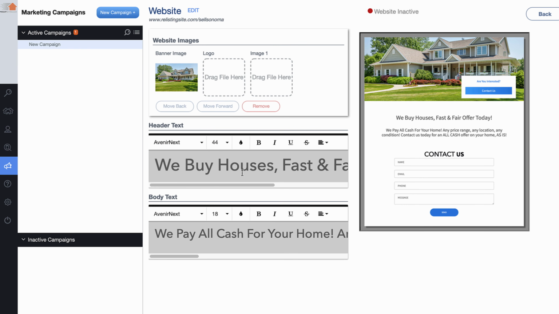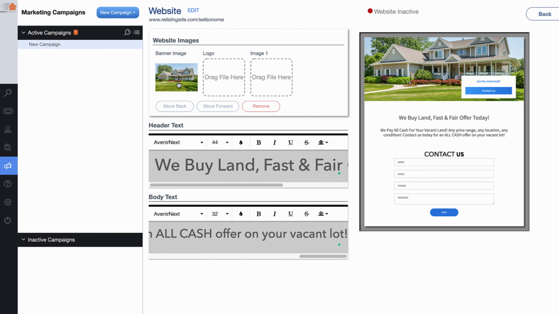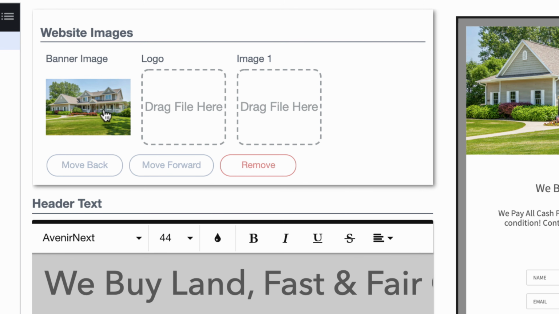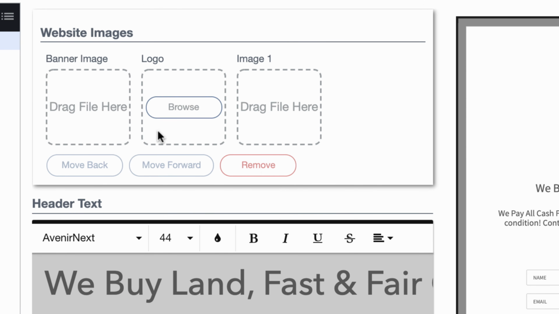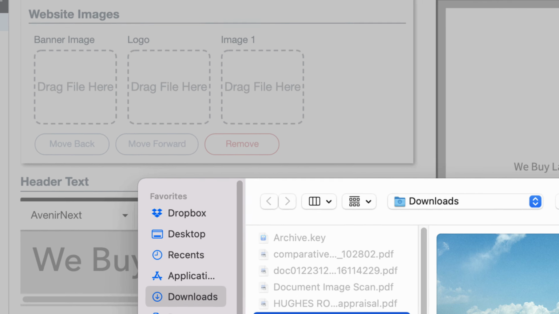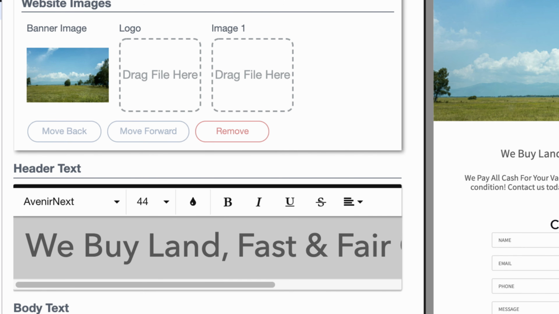And in my case, if I'm trying to buy land, for example, I would probably want to change this to land instead of houses. Now it would probably change the wording a little bit. So if I wanted to update this image, I could just click here and then click this remove button, find an image on my computer, like this one that I got from unsplash.com.